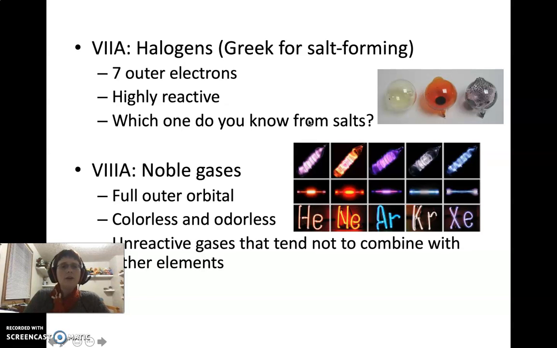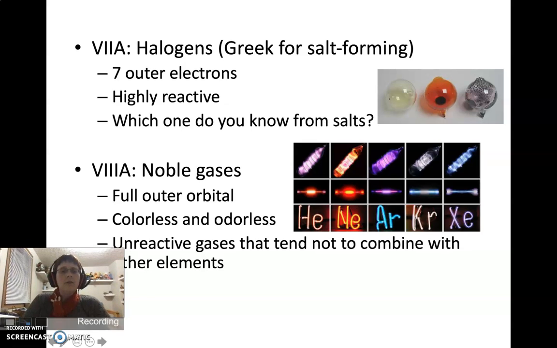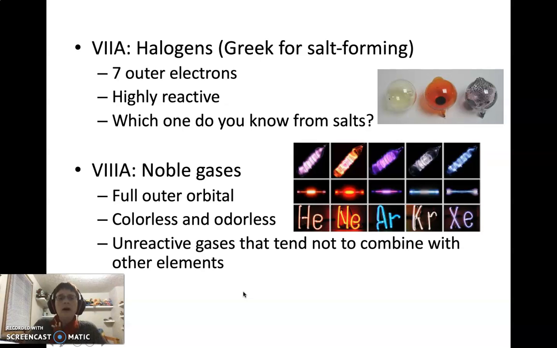And these guys are unreactive gases. They don't tend to combine with other elements. We can force them to combine with other elements under certain conditions, but on their own, they're going to hang out by themselves, and they can hang out by themselves as individual atoms. And it's because of this full outer orbital. They don't need to borrow or steal electrons, as we'll see in the next chapter. And so this is part of why they have this name.